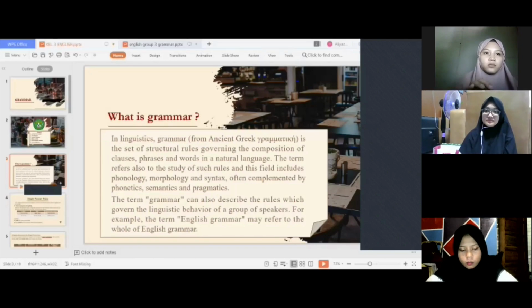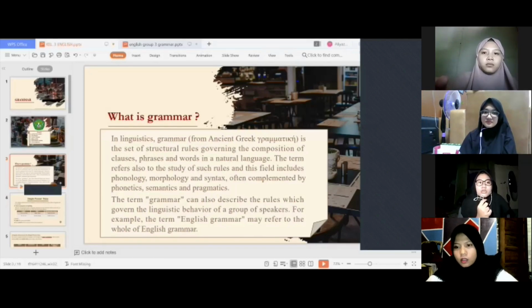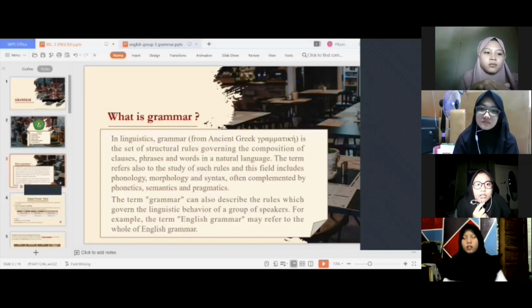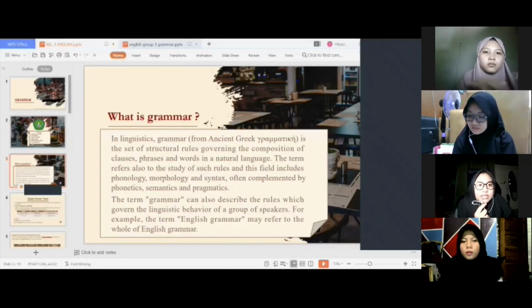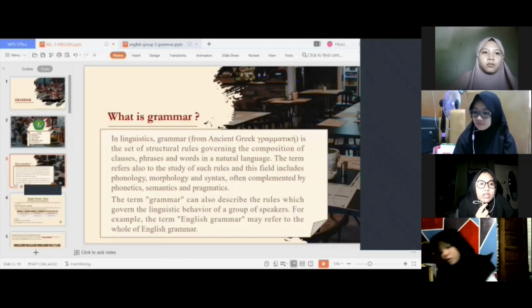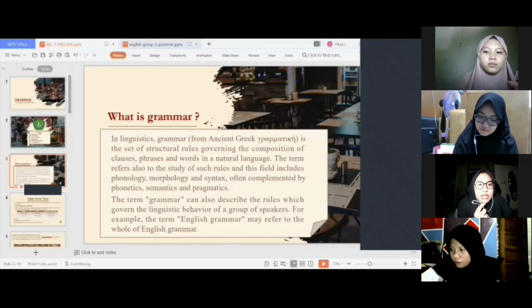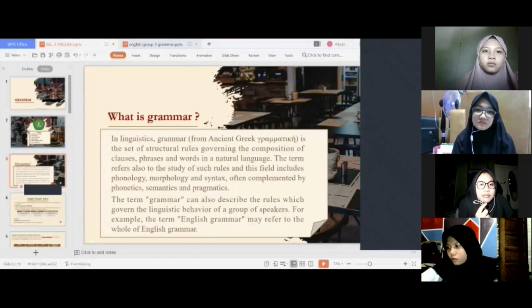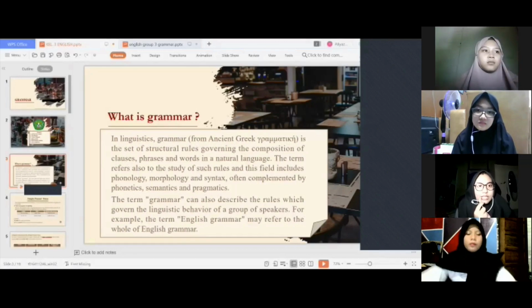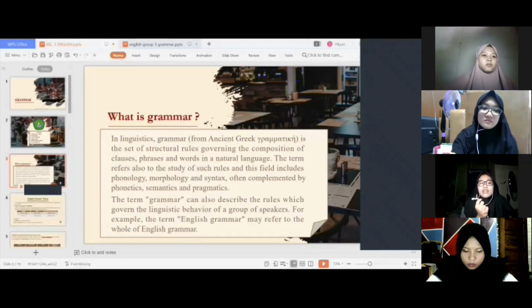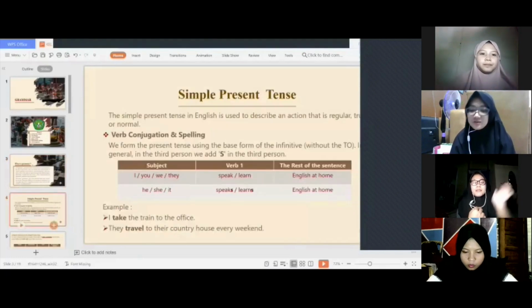Okay, now I will explain about grammar. What is grammar? In linguistics, grammar is the set of structural rules governing the composition of clauses, phrases, and words in a natural language. The term grammar can also describe the rules which govern the linguistic behavior of a group of speakers. For example, the term English grammar may refer to the whole of English grammar. In this video, we will explain about basic grammar. Okay, thank you, Vina.